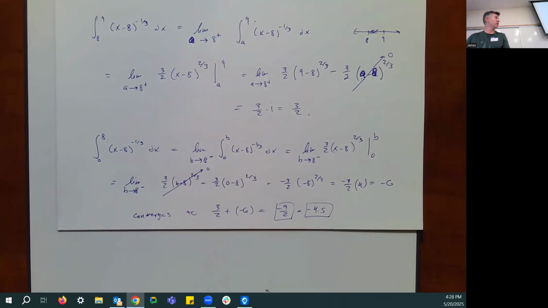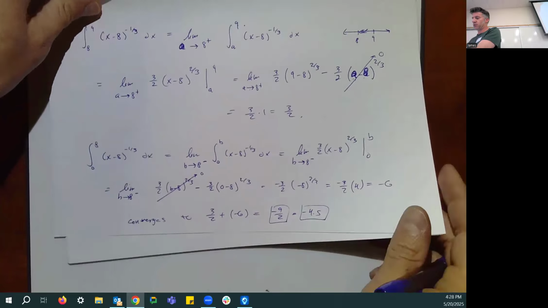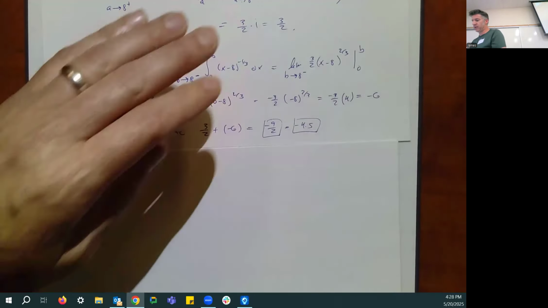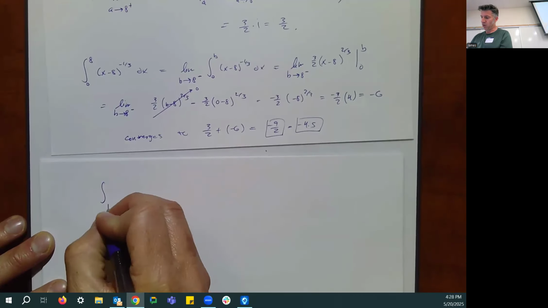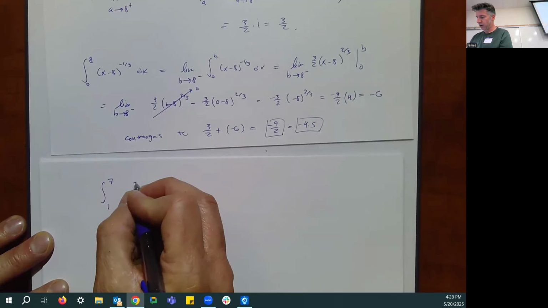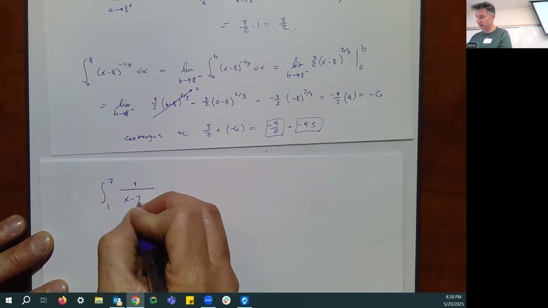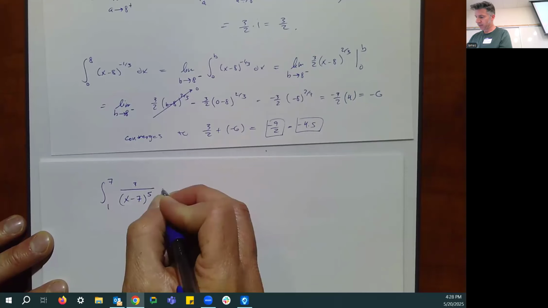Let me very quickly show you one example of one of these that diverges. It'll be very fast, I promise. So let's say we had something like this: the integral from 1 to 7 of 3 over (x minus 7) to the 5th power.